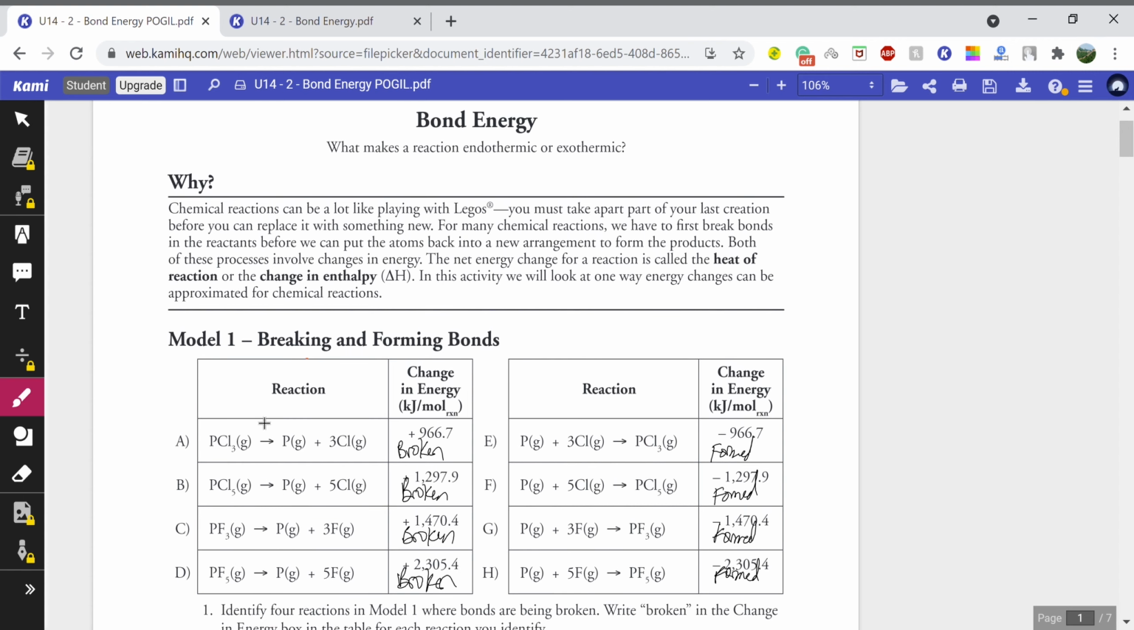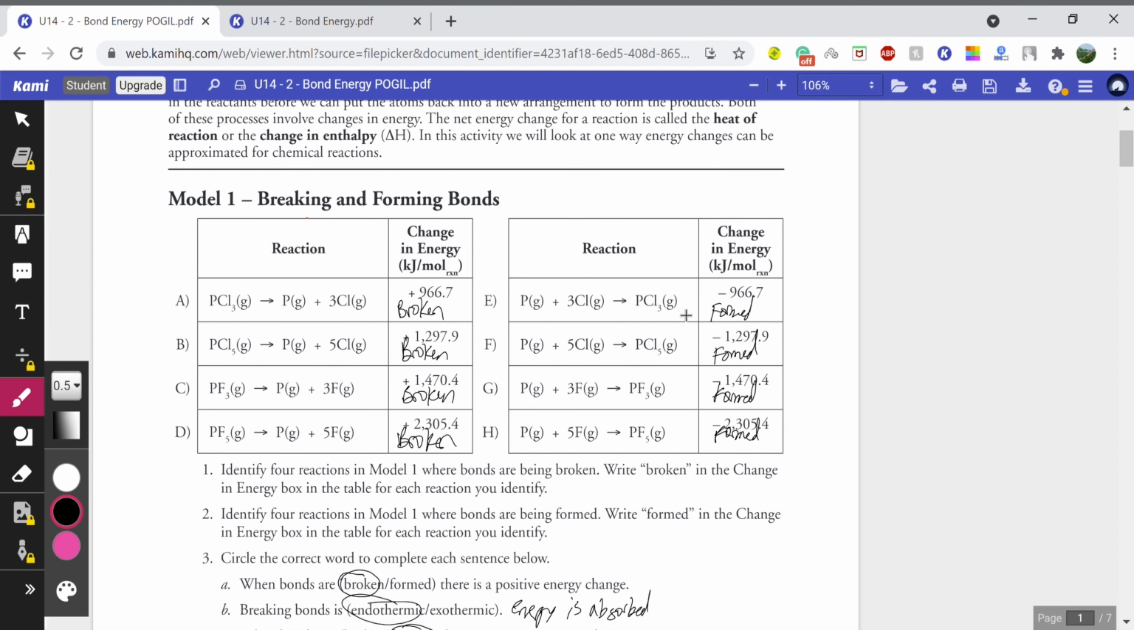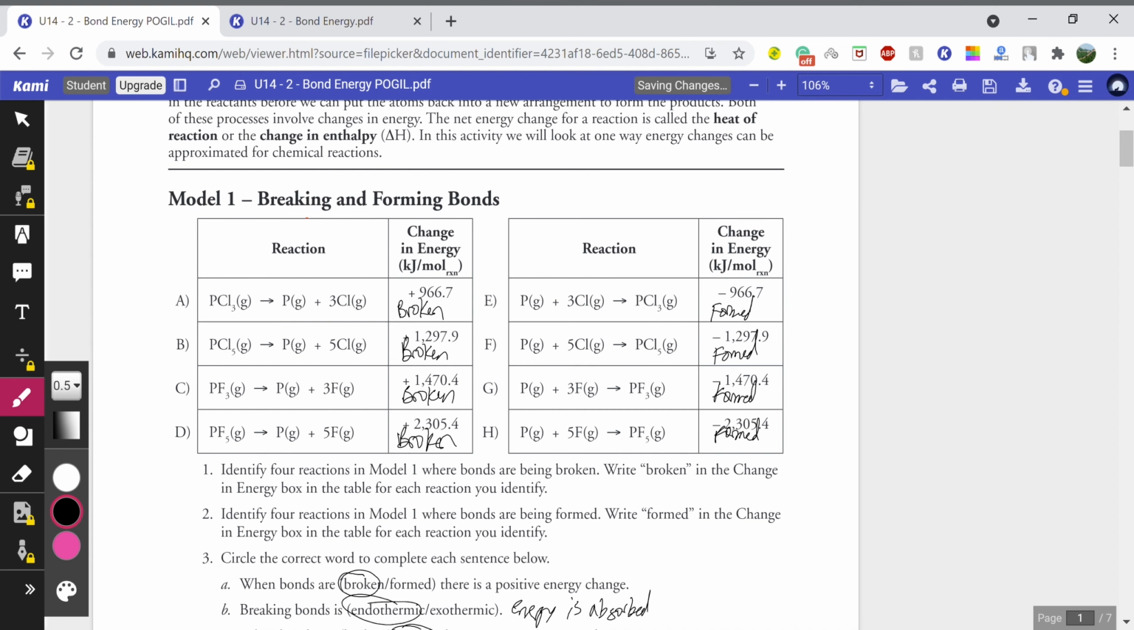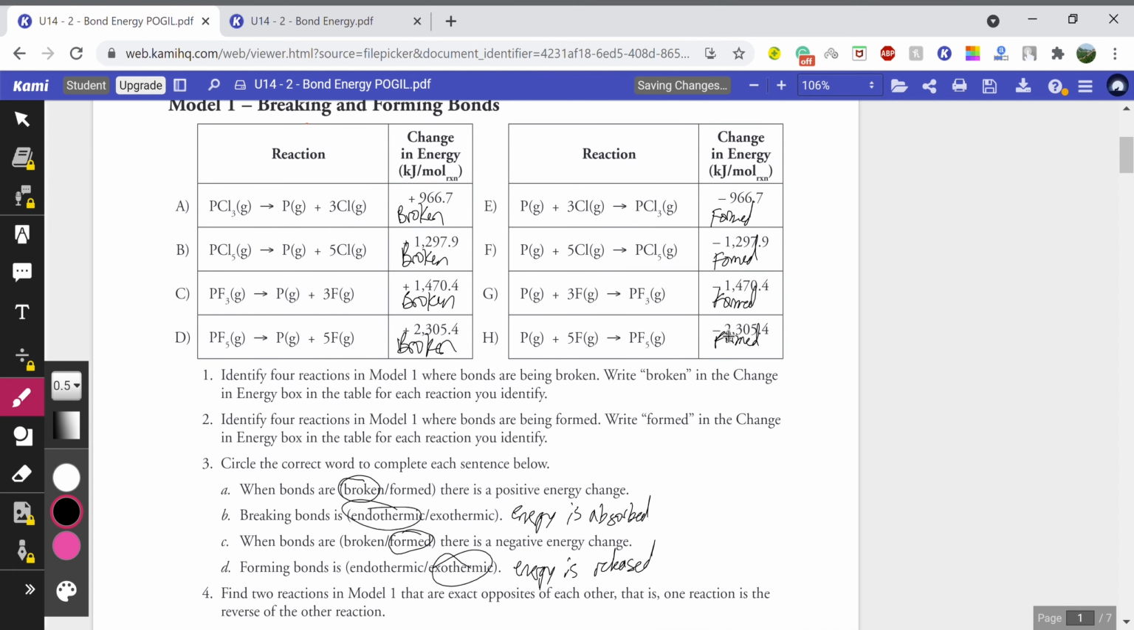So let's take a look over here. When you're breaking bonds apart, your change in energy will be positive. When bonds are being formed, your change in energy will be negative. That is the main thing to know. So as you can see, breaking bonds is endothermic because energy is absorbed, and when bonds are being formed, it's exothermic because energy is released.